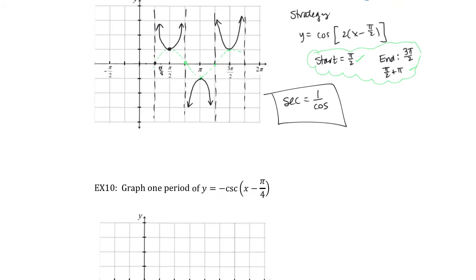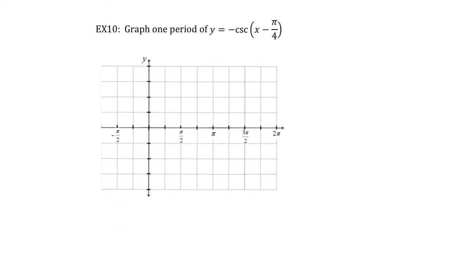All right, let's try one more. Now I'm going to show you the cosecant. So cosecant is the reciprocal of sine. My strategy is just to deal with this as if it was a sine graph. Use what I know.